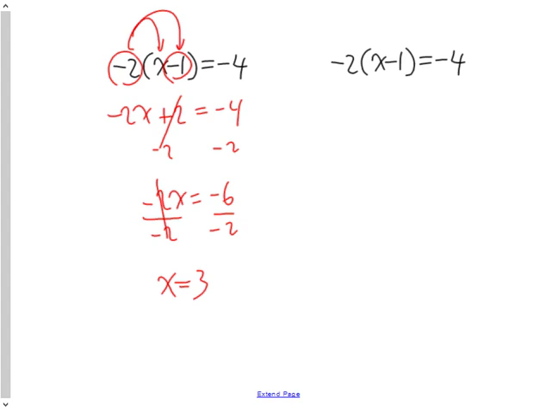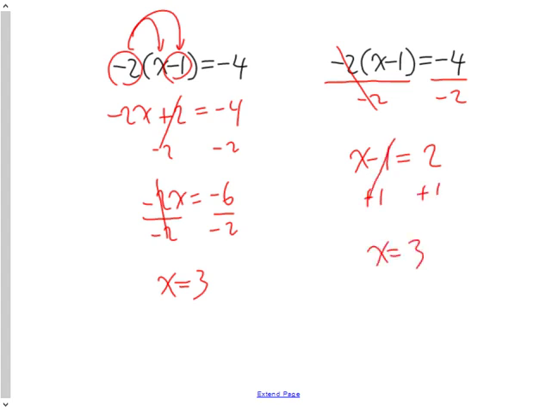The easier way to solve it, we learned, was to divide. Instead of having -2 groups of x plus 1, if you divide both sides by -2, you get one group of x minus 1 equals 2. Add 1 to both sides, and x still equals 3. Just enough time to do the last question.